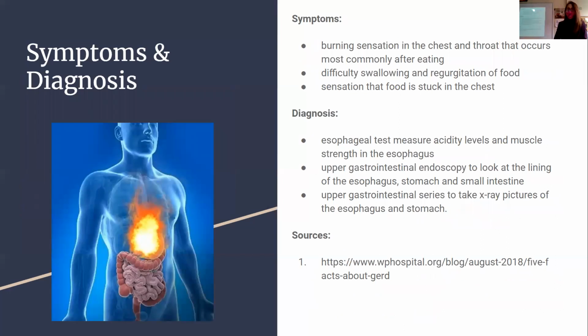The second slide, really like that picture. Symptoms are like signs that you might have it.